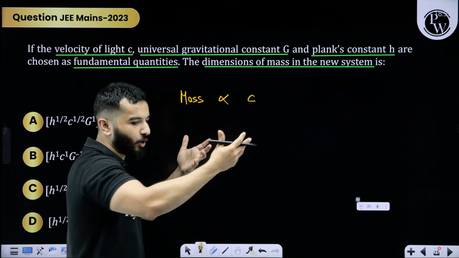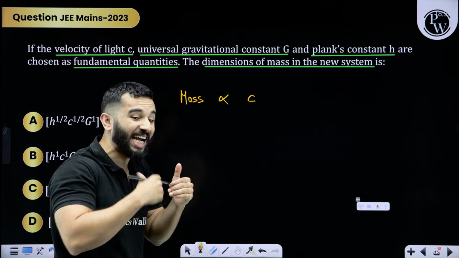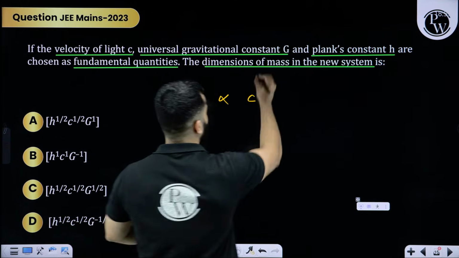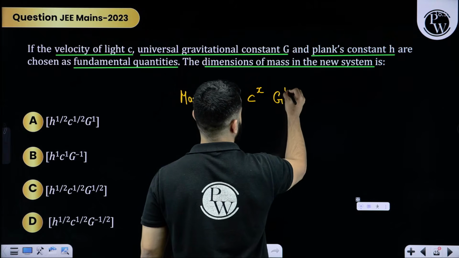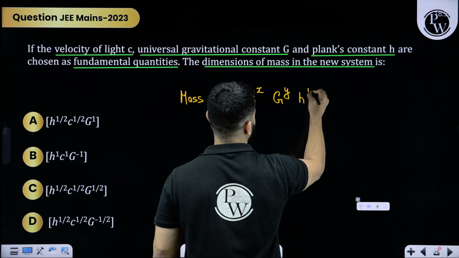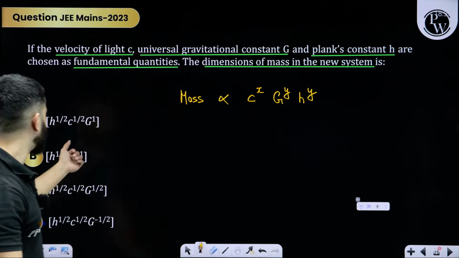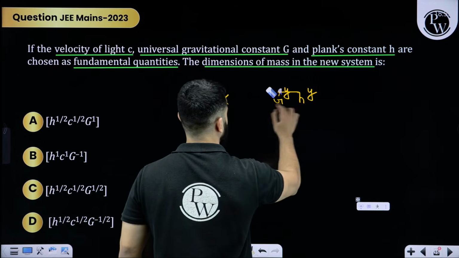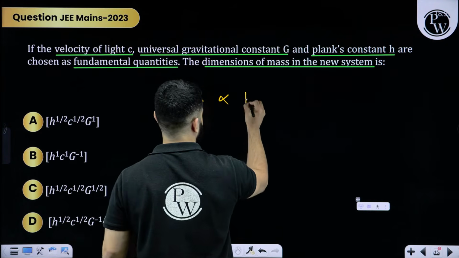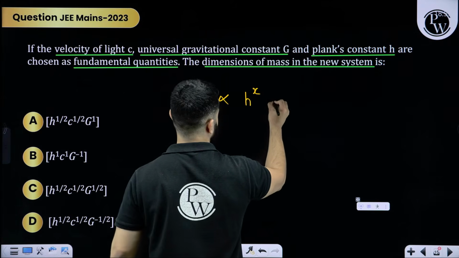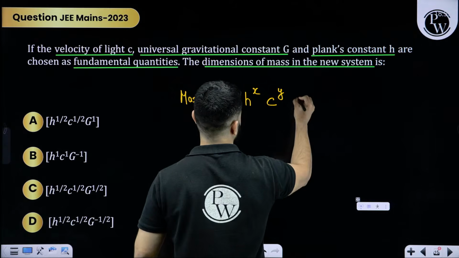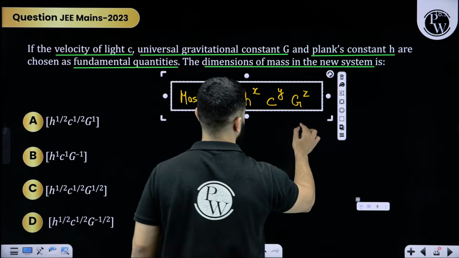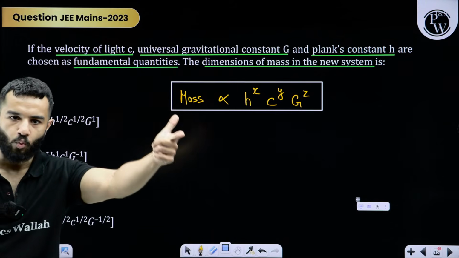Now, it depends upon, right? We really don't know whether it depends directly on it. So we are going to write c raised to the power x, let's suppose. And it depends upon G, so let's say G raised to the power y. And it depends upon h. I'm sorry, because they have talked about h, c and G, let me use the same order. That is h raised to the power x, and then c raised to the power y, and then G raised to the power z. Got it? This is what they are saying. So we need to find out the values of x, y and z.